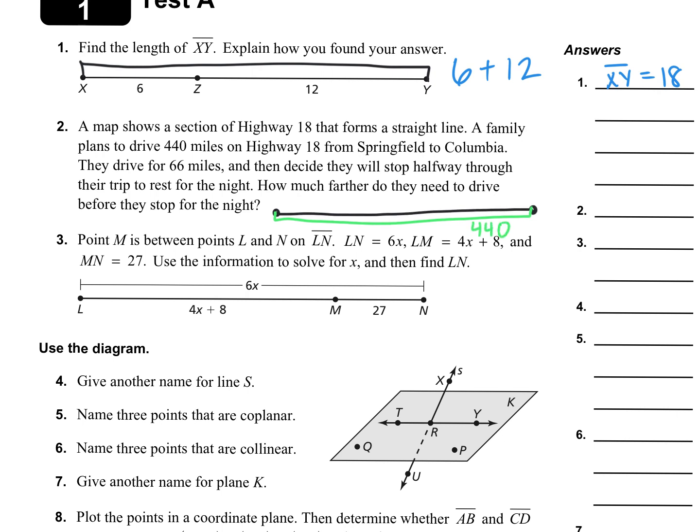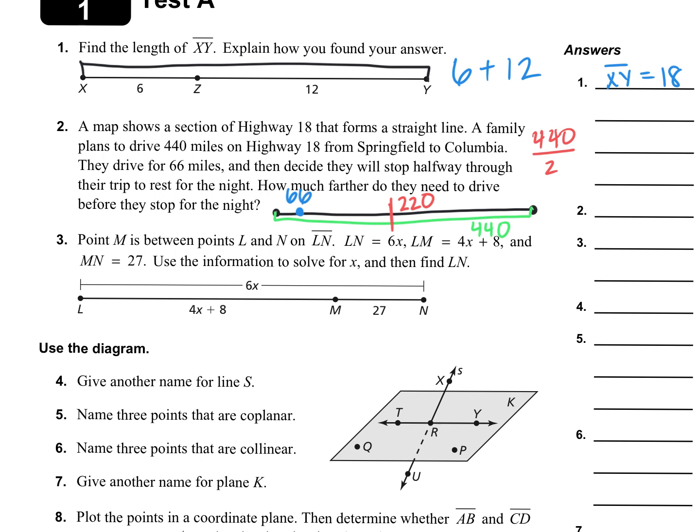They said I wanted to stop halfway to rest. How would I figure out halfway? Good. I'm just going to take that 440. I'm going to do it over here. Divide it by 2, and what would I get? 220. Perfect. So right here is halfway. Drawing it as best as you can. This is my 220 mark, but I've already been driving for 66 miles. So here's my 66 mile mark.